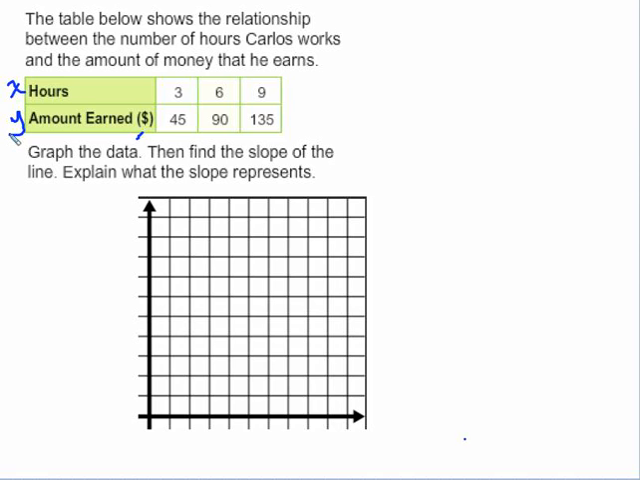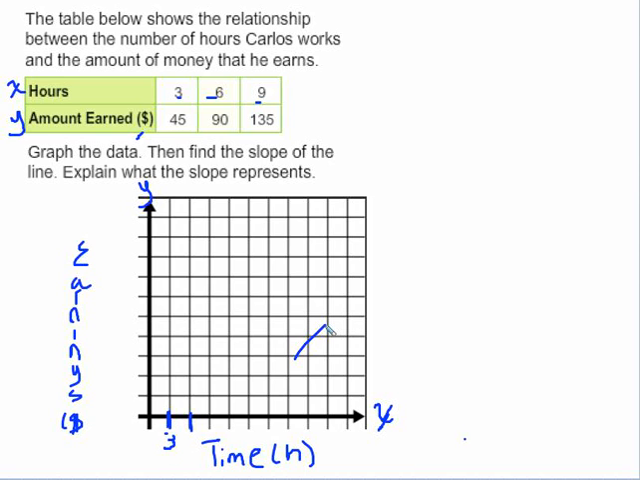I know I'm going to be putting my time in hours on the x-axis. That's an x. And I'm going to be putting my earnings in dollars on the y-axis. Well, I know that I am going to be graphing increments of 3 on the x-axis. So that's 3.